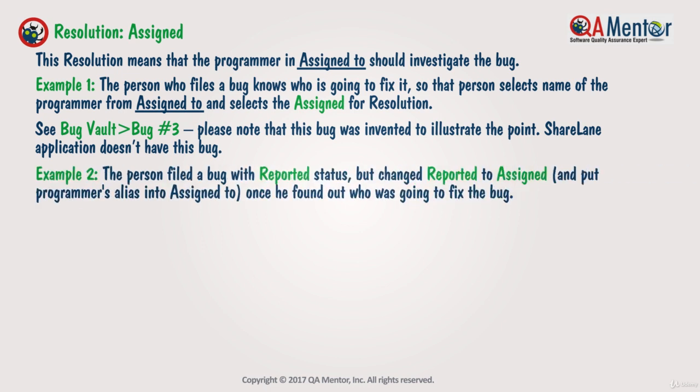Example 2. The person filed a bug with reported status but changed reported to assigned and put the programmer's alias into assigned to once he found out who was going to fix the bug. See Bug Vault, bug number 4. Pay attention to change history.